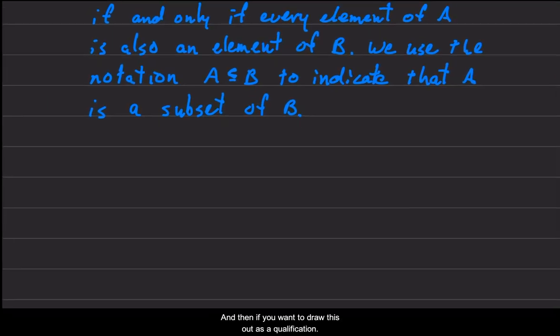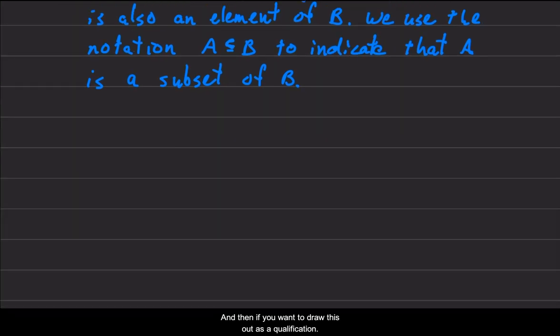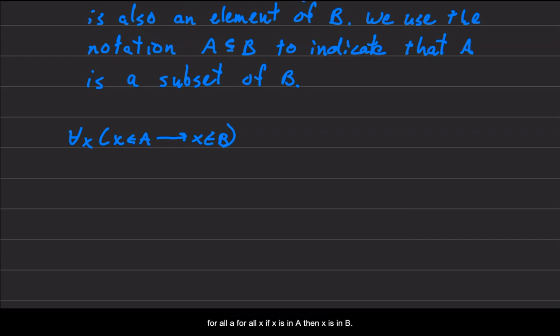And then if we want to draw this out as a quantification, we can write this as for all x, x is in A, then x is also in B. Okay, so that would be the quantification of this subset. So for all x, if x is in A, then x is in B.